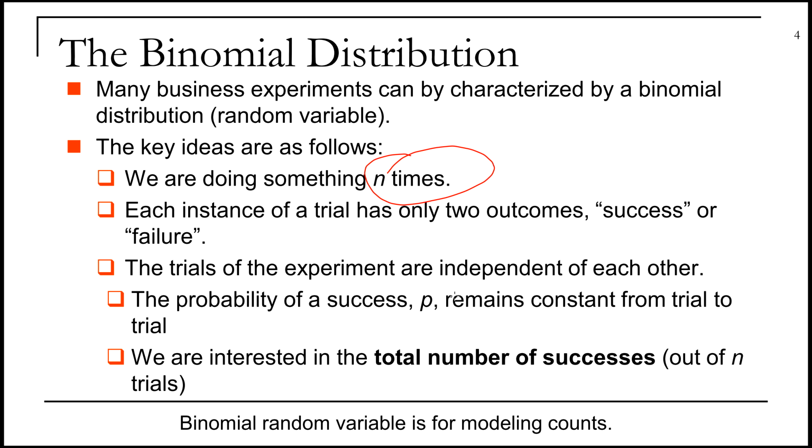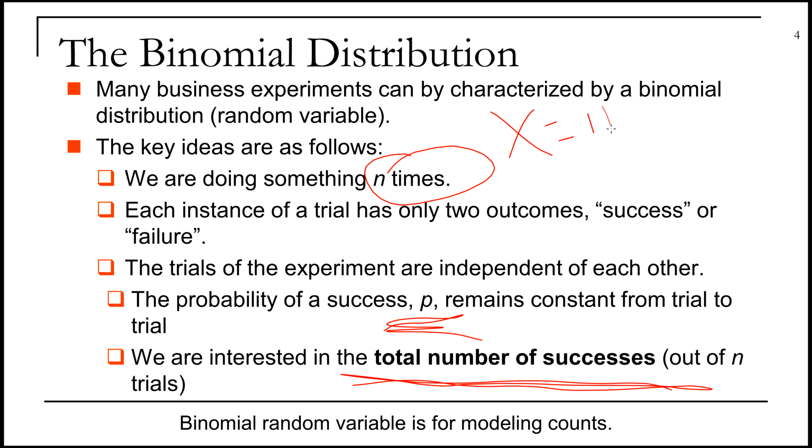And then the probability P of success stays constant for each trial. So you're doing something n times. Each time you do it, there's success or failure. The probability of success is P. The probability of failure is 1 minus P. And our interest is in the total number of successes out of n trials. So X is the number of successes out of n trials.